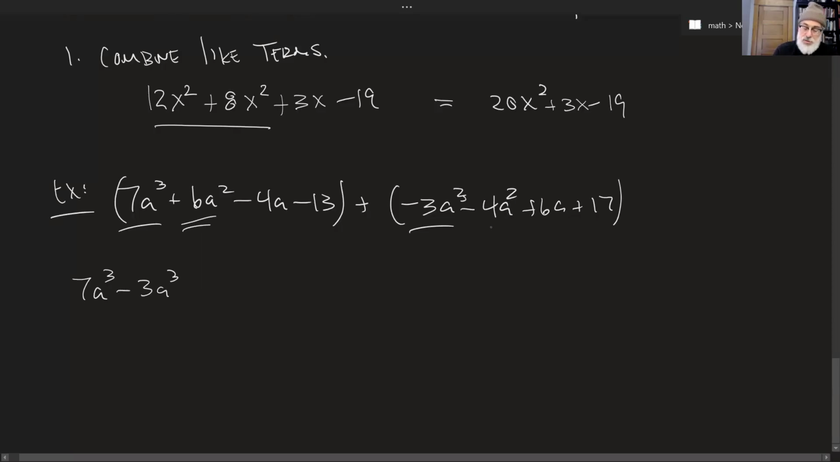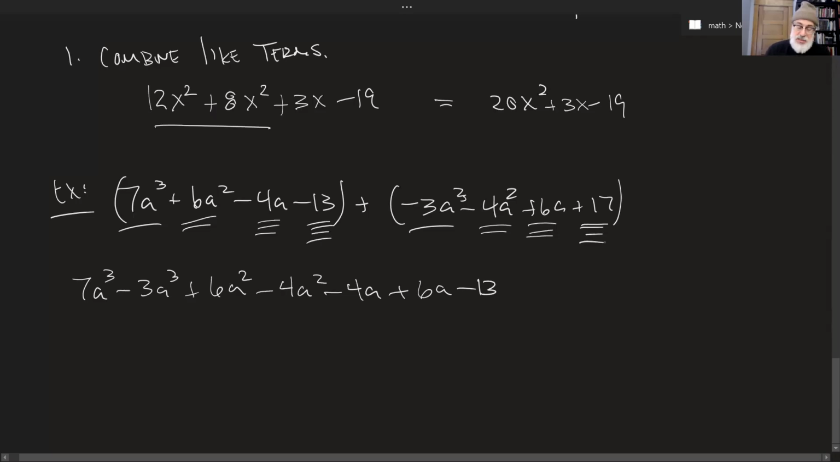I'm going to put 2 lines under the squares. And those are all the squares I have. So I'm going to write them: 6a squared minus 4a squared. I'll put 3 lines under the a terms. You can cross these out. You don't have to underline, or you don't have to do anything, just as long as you keep track. So here are the constant terms, negative 13 plus 17. So now you see I grouped them nicely into like terms.